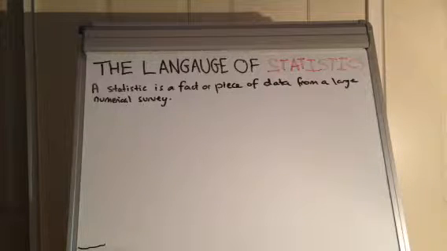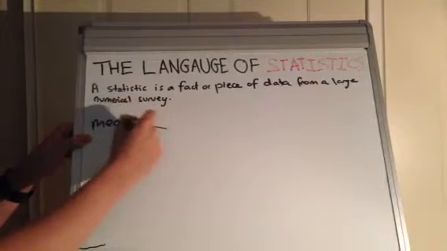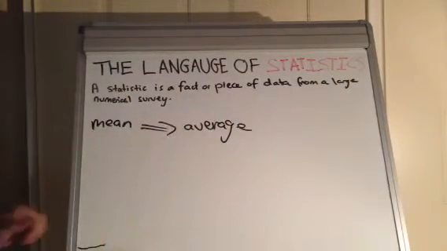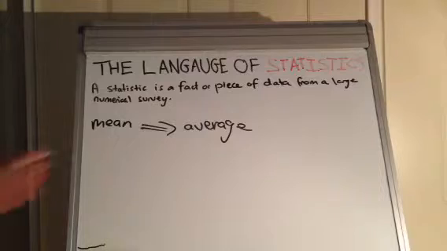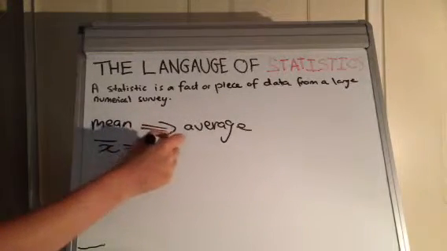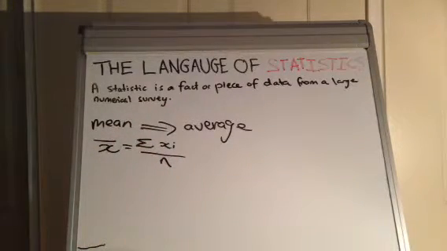Now let's have a look at the next one, and that is the mean. And you've probably heard the word average before as well. That's essentially what the mean is. It's the average value. So the mean is denoted by x bar equals the sum of our data set over n, where n is the number of numbers within our data set.